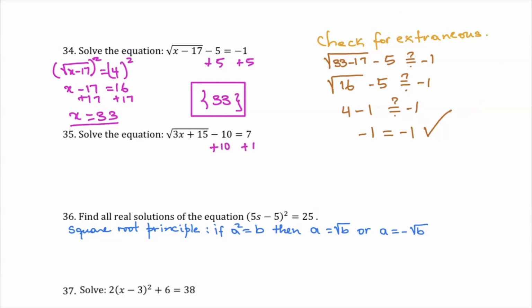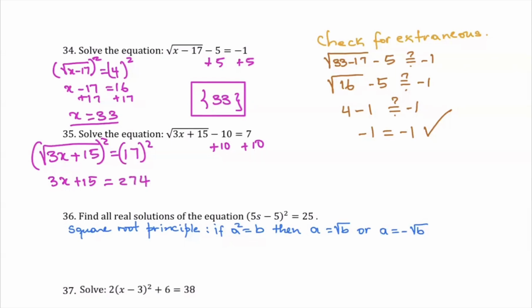And next is the square root of 3x plus 15 equals 17. We would raise both sides to the second power to cancel the radical. 3x plus 15 equals the square of 17, which is 289.